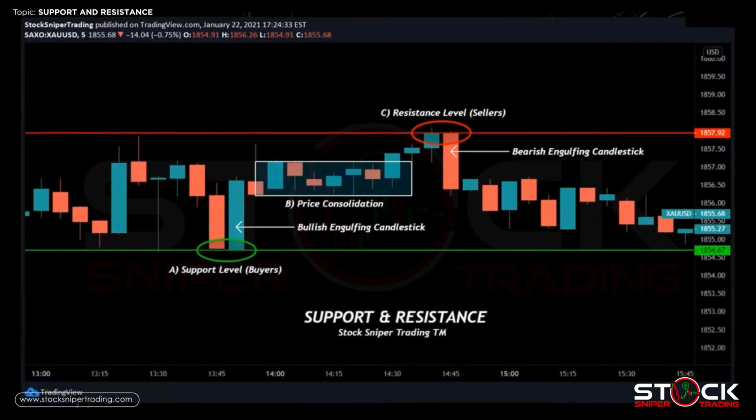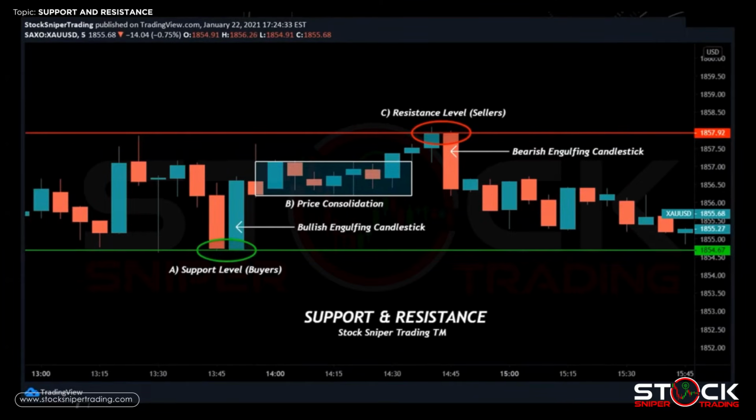Here we have an example of support and resistance from our TradingView chart. In this example, we are identifying XAU/USD, which is gold, and we are on the 5-minute time frame, where each individual candlestick is 5 minutes to form.